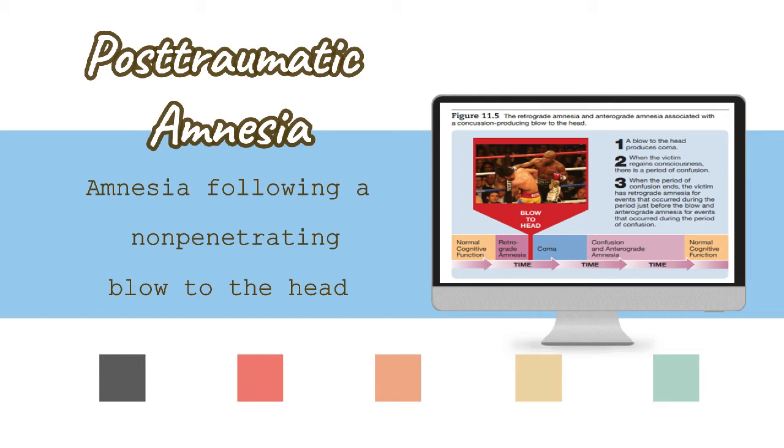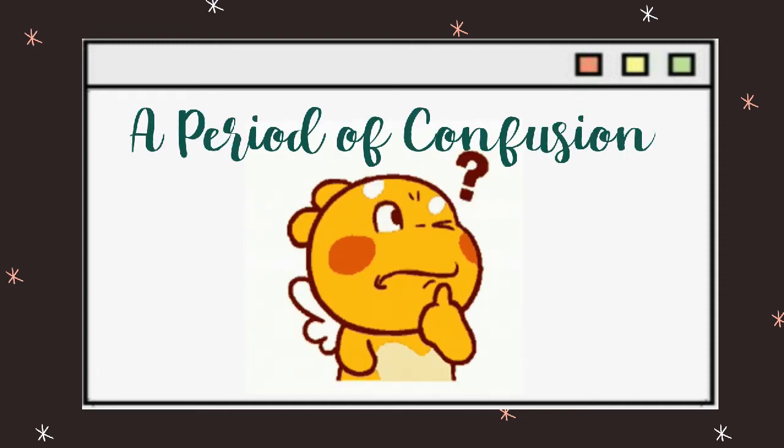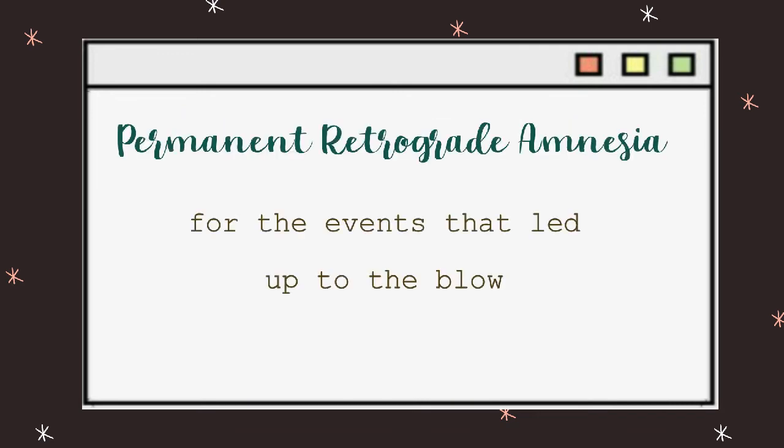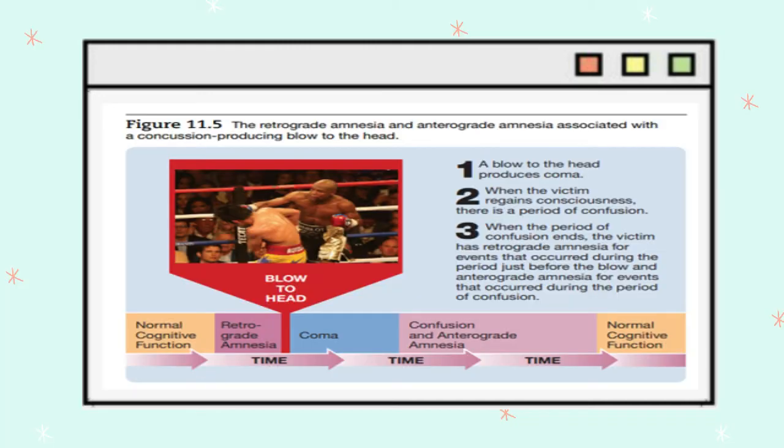This time, let's summarize the effects of a closed head injury on memory. The coma following a severe blow to the head usually lasts a few seconds or minutes, but in severe cases, it can last weeks. Once the patient regains consciousness, he or she experiences a period of confusion. Testing usually reveals that the patient has permanent retrograde amnesia for the events that led up to the blow and permanent anterograde amnesia for many of the events that occurred during the subsequent period of confusion. This figure shows the summary of the effects of a closed head injury on memory.